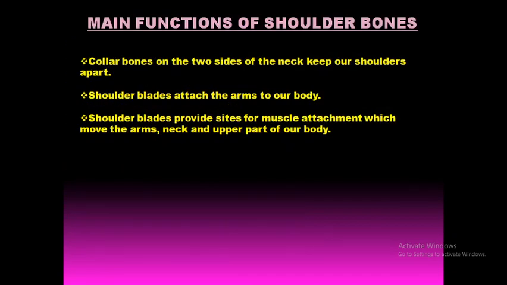The collarbones on the two sides of the neck keep our shoulders apart, and the shoulder blades attach the arms to our body, and shoulder blades provide sites for the muscle attachment which move the arm, neck and upper part of the body. So this is what shoulder blades do: they attach the arms and also provide the sites for muscle attachment which move the arm, neck and upper part of the body.